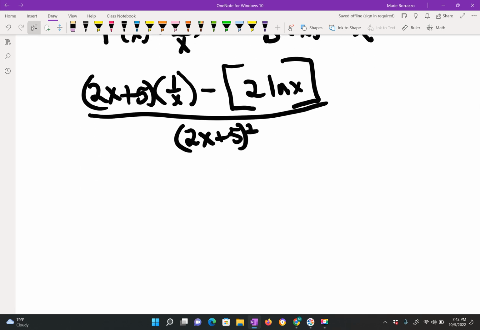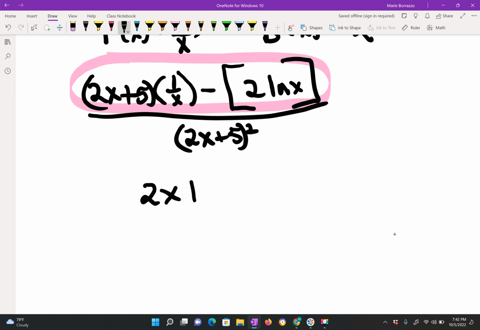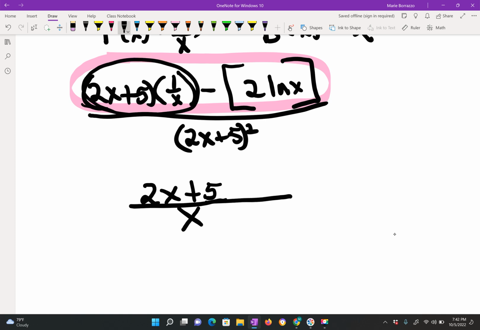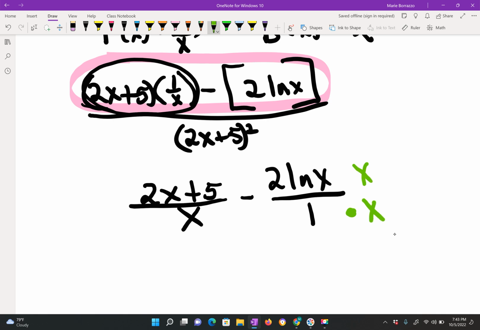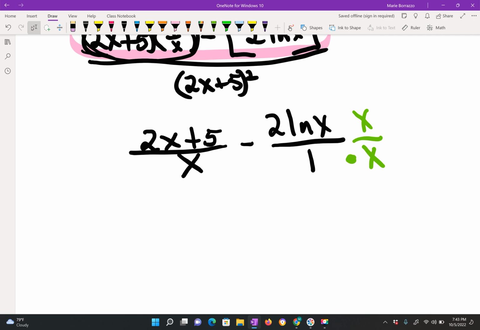If we multiply this out, and I'm focused just on the top part of this equation, right here is all I care about right now. I really have 2x plus 5 over x by multiplying over here, all of that. And this is, I'm sorry, I miswrote that. And then minus 2 natural log x, technically over 1. So what I have to do to make a common denominator is multiply top and bottom by x. And that's what I was trying to explain as we were in class.